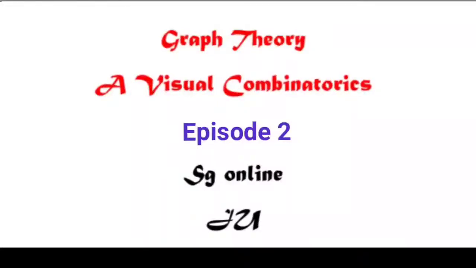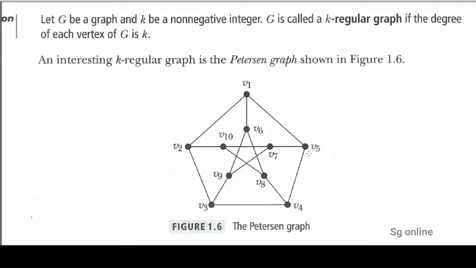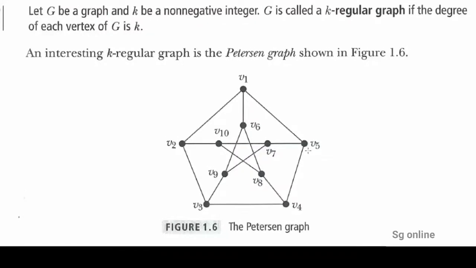Good morning to everybody. In our previous class, we defined graph, and then we defined the degree of the vertex. The degree of the vertex is the number of edges incident to it. Now here you are seeing a graph in which there is a speciality in degree of vertex. Every vertex is of the same degree, and that is 3.